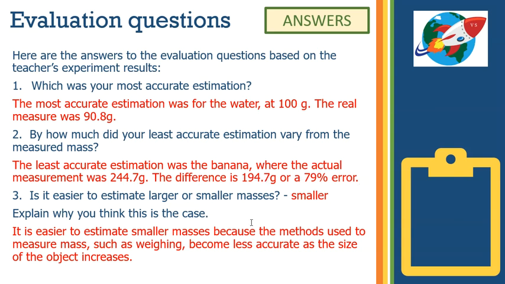And question 3, is it easier to estimate larger or smaller masses? Well, smaller are easier to estimate. This is because the methods used to measure mass, such as weighing, become less accurate as the size of the object increases. So as the object gets larger, we find it very difficult to accurately guess or estimate what the mass of that object might be. So it's much easier to estimate, for example, a pen than it is to estimate the weight of an elephant.